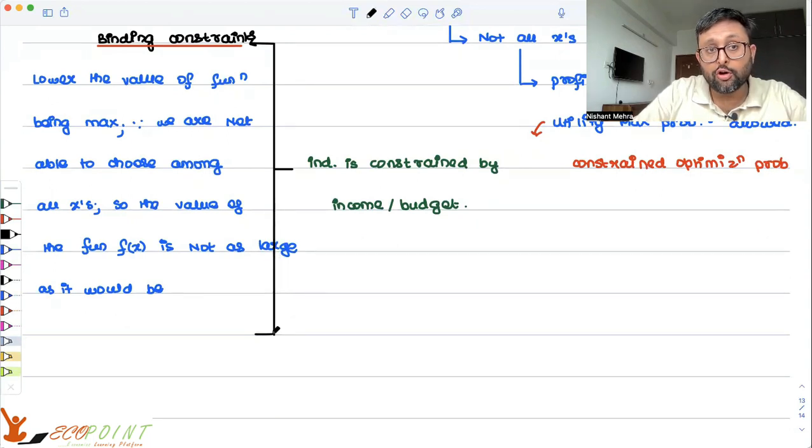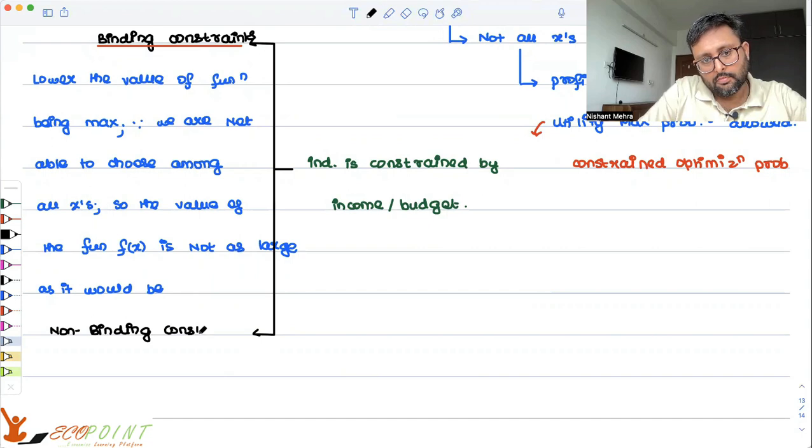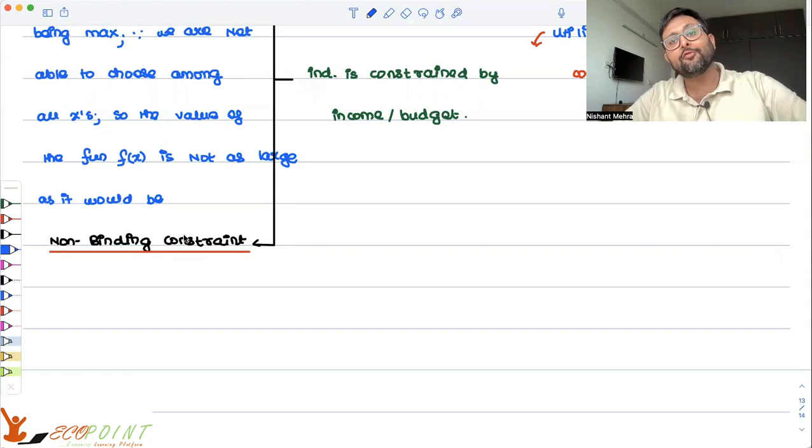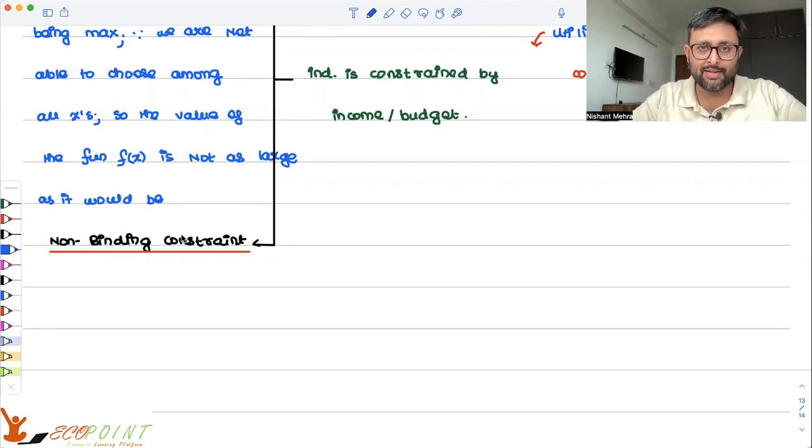And then you have non-binding constraint. So non-binding constraint is going to be the one where the value of the function is going to be the same as it would have been if there would have been an unconstrained optimization. So the value which you would get without the constraint is the same as what you get with the constraint, then that constraint has no meaning, right?